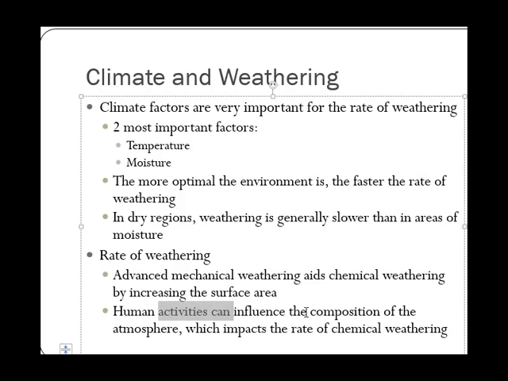And also human activities can influence the composition of the atmosphere, which impacts the rate of chemical weathering. If humans release pollutants or chemicals into a river or into the area, that tends to change the chemical composition and could increase weathering.